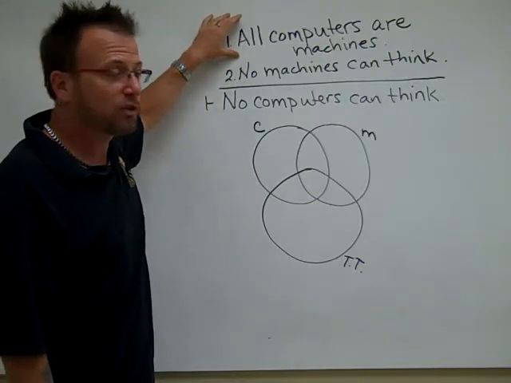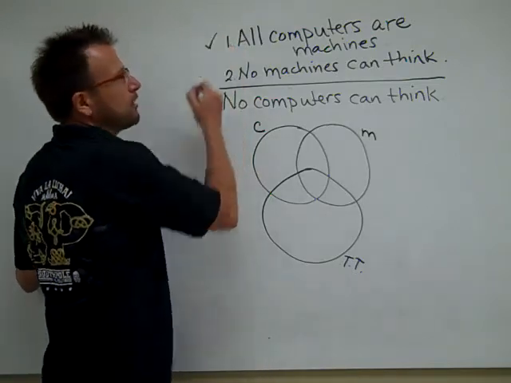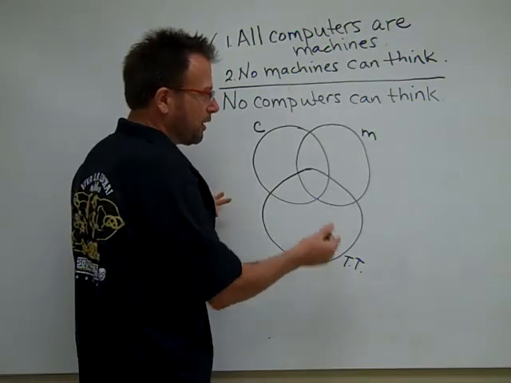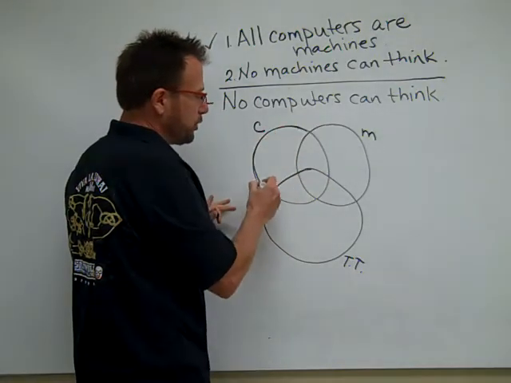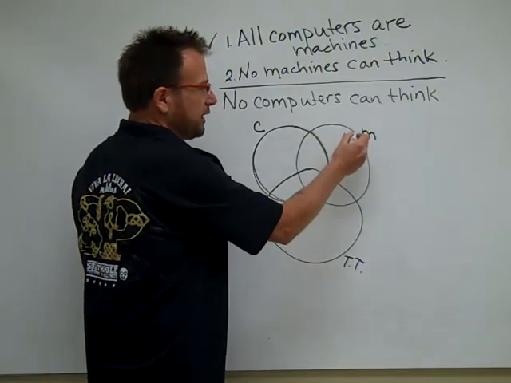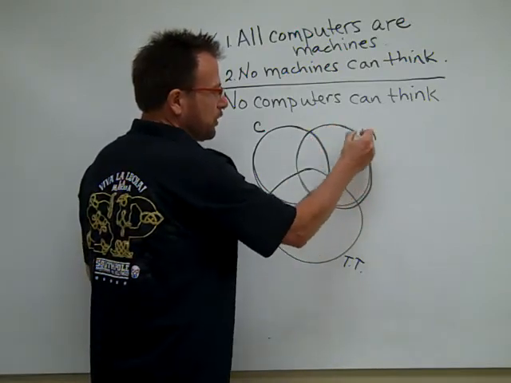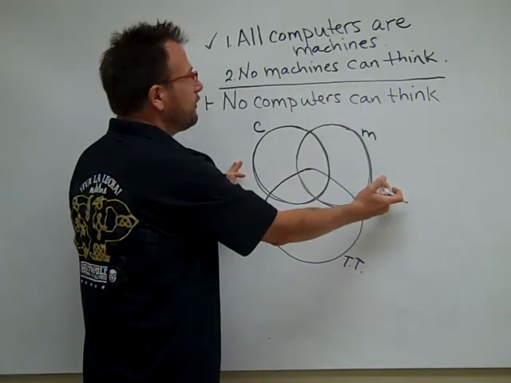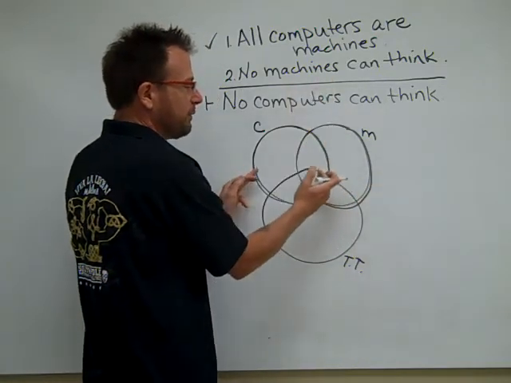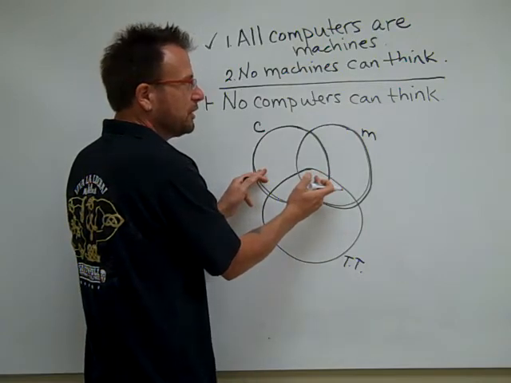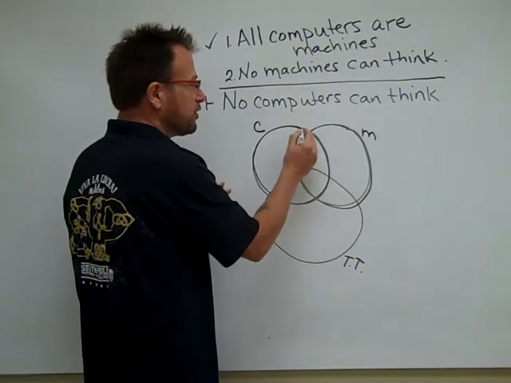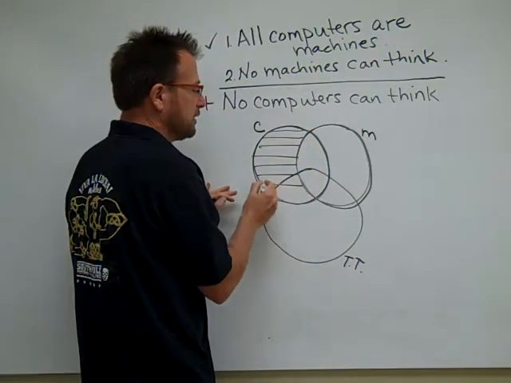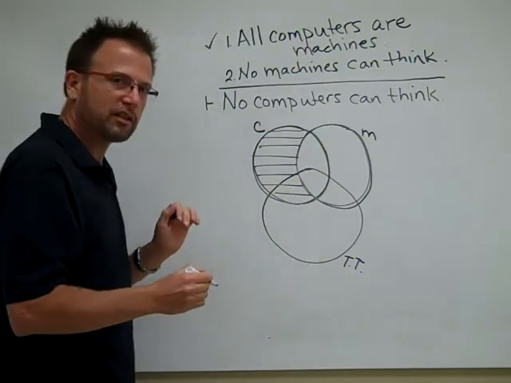So let's start by doing premise number one. All computers are machines. If it is true that all computers are machines, I'm only looking at the computer circle here and the machine circle here. I'm going to ignore the third circle at the bottom. I'm only looking at these top two circles. If it's true that all computers are machines, that means anything in the computer circle must also be in the machine circle. That means there can be nothing out here. So I hatch through all of that section.